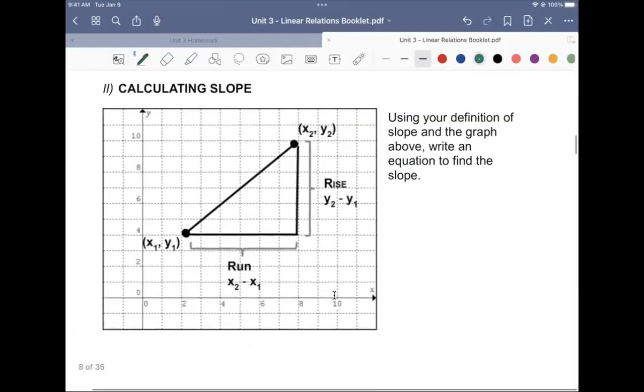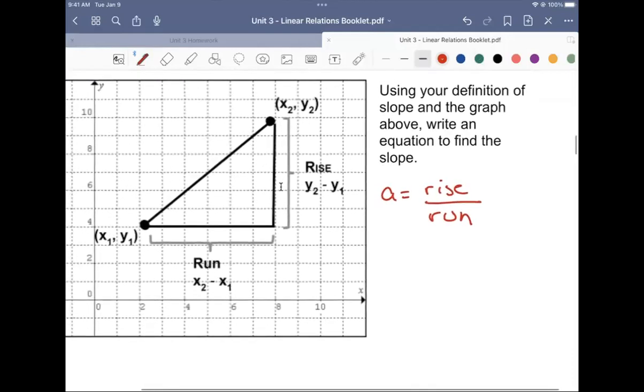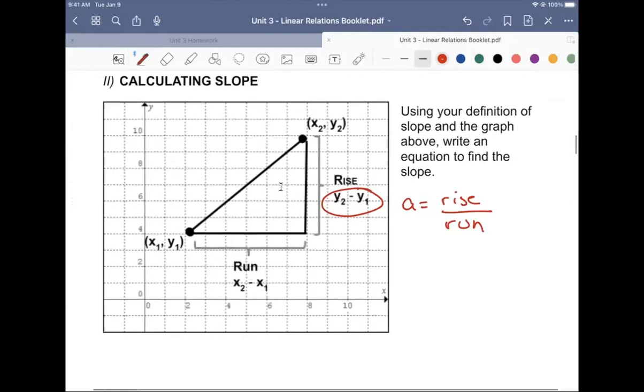So now, calculating slope: use your definition of slope and the graph above and write an equation to find the slope. What we are doing with this one is going into a equals rise over run. Based on this graph, I am taking the difference in my y value over the difference in my x value.